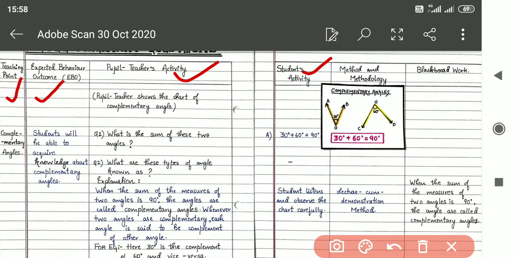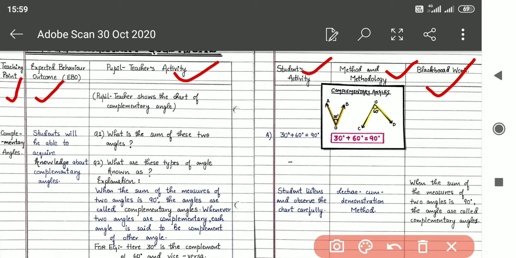Then comes students' activity, whatever the students give response, or they listen to the pupil teacher attentively, or they look at the chart paper or on the blackboard. All these activities are mentioned in this column. Then comes the method and methodology, whatever the strategies, the techniques, the methods a pupil teacher uses are mentioned in this column. Then comes the blackboard work.